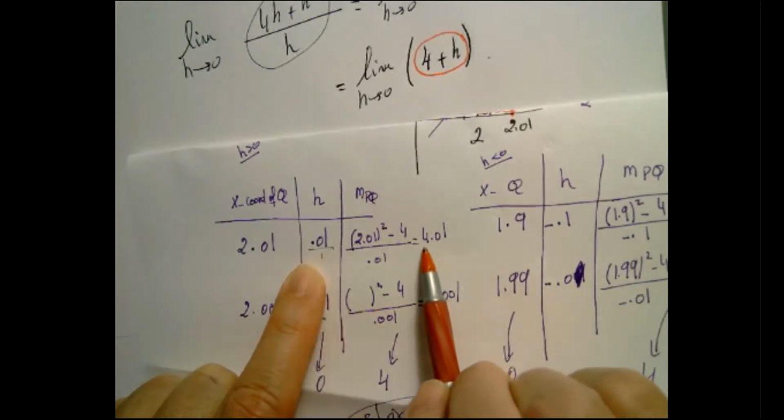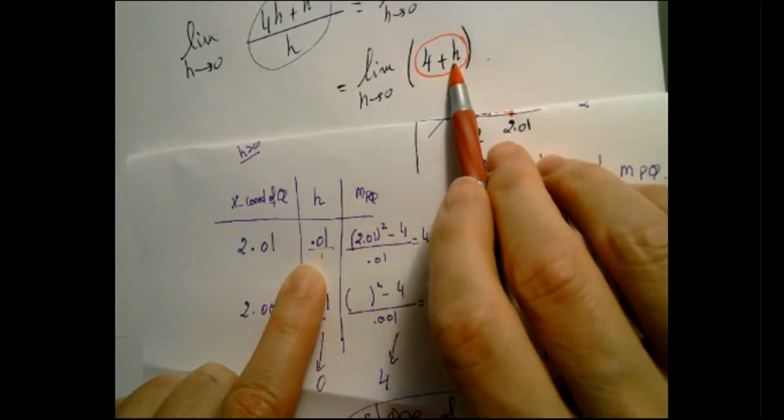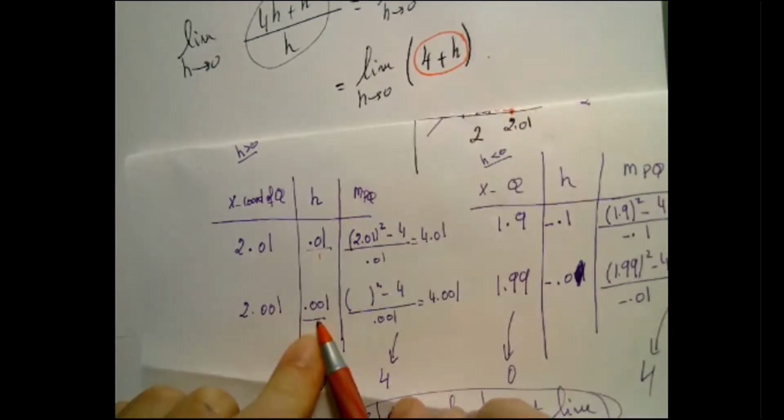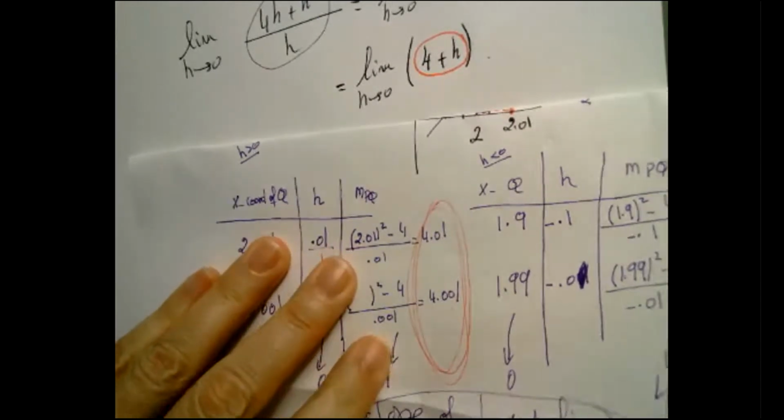What was the slope? 4.01, which is the 4 plus h we got from here. That's exactly what's really going on, but here we're doing it in a more abstract way. When I took h to be 0.001, the slope is 4.001, which is the 4 plus h. So the 4 plus h is actually those numbers, but instead of taking a specific value of h, we did it in a more general context. So that's really those numbers right here.